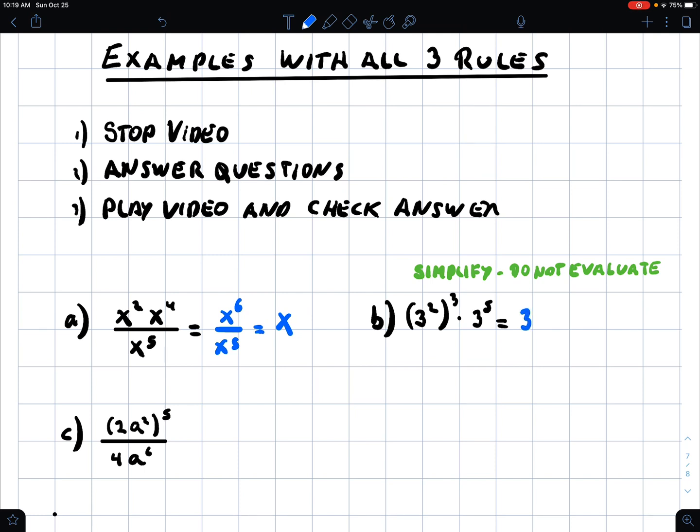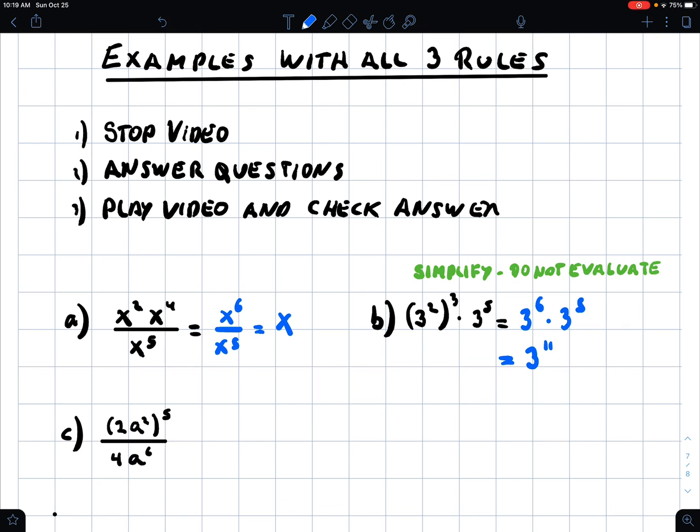Going for B, 3 to the power of 2 to the power of 3. That's really 3 to the power of 6. And then I multiply by 3 to the power of 5. Okay, 6 plus 5, it's 3 to the 11. And there it is. Oh, that looks not very nice. 3 to the power of 11. Now, that's simplifying it. If I wanted to evaluate it, I'd have to go back and say 3 to the power of 11 on my calculator, and that would give me a very large number.